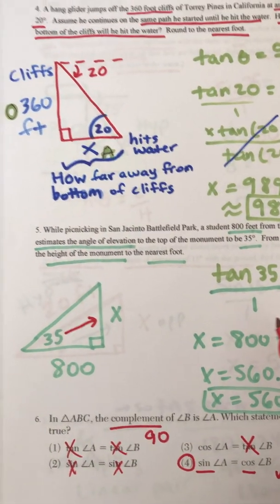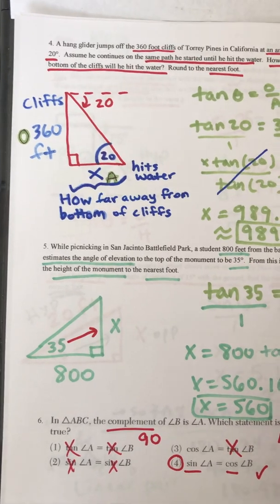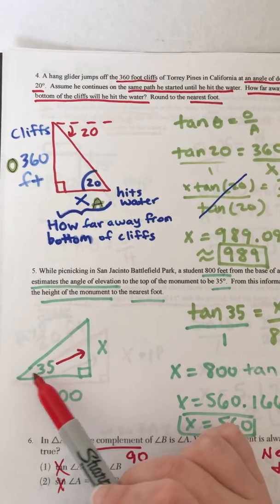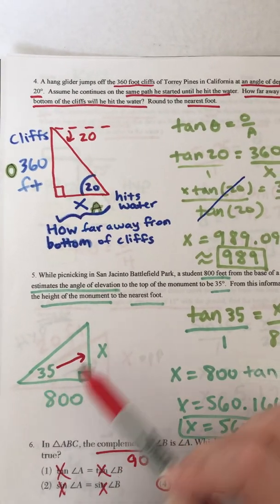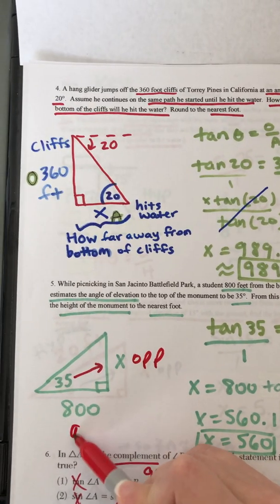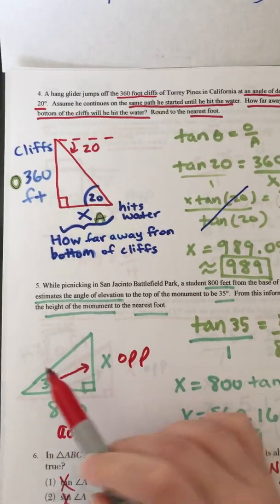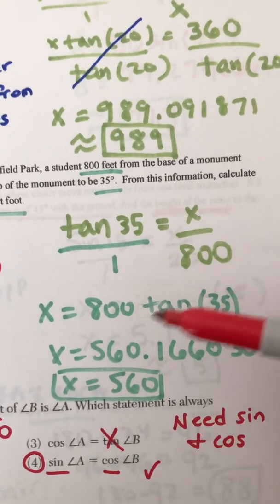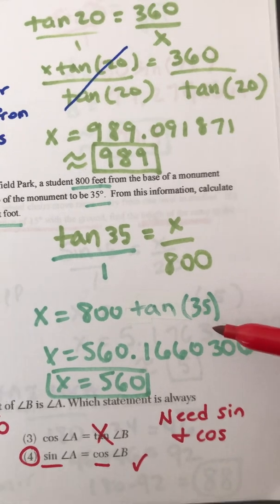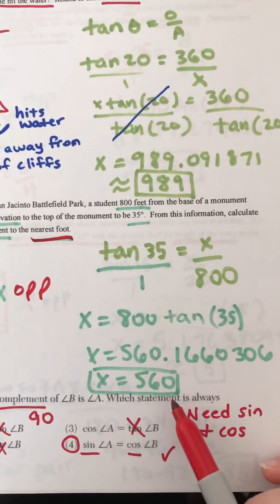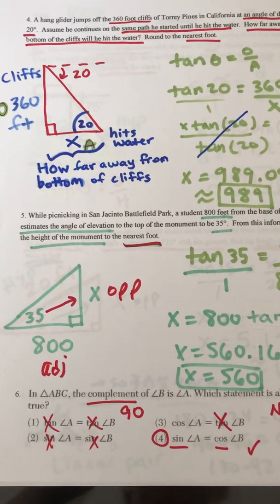This one was about picnicking, and there's a base of a monument and 800 feet away from the base of the monument. Want to know the height of the monument? Real life example, if we can know this angle of elevation is 35, we can figure out how tall the monument is. That's opposite over adjacent. Opposite, adjacent, no hypotenuse involved, that's tangent. Tan 35 equals x over 800, cross multiply. X equals 800 tan 35. Type that into your calculator, you get that number. Rounding it to the nearest foot, 560.